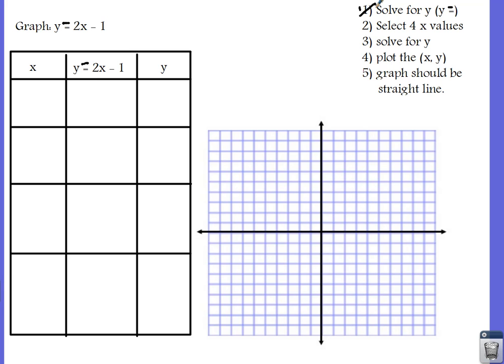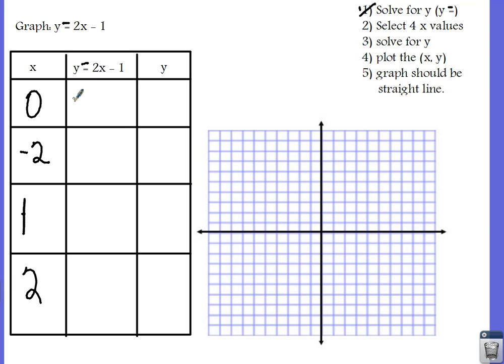Step two is we need to pick 4 x values. The first one that's really great to pick is 0. 0 makes life a lot easier. Make sure you pick a negative, so let's pick -2, and then pick some positives. So we'll pick 1, and we'll pick 2. They don't have to be difficult numbers. You just need to pick 4.